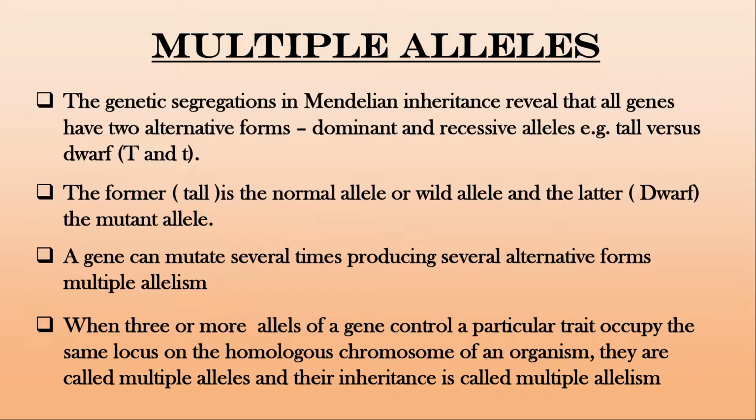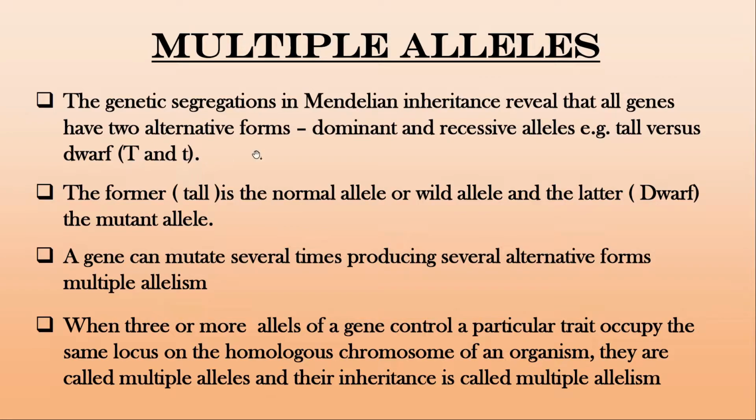Before learning what multiple alleles are, we have to recall our previous knowledge. We have learned about Mendelian genetics, in which we learned about tallness and shortness. Tallness or shortness are determined by two alternative forms of the same gene. Every gene has two alternative forms, and they will segregate at the time of gamete formation.